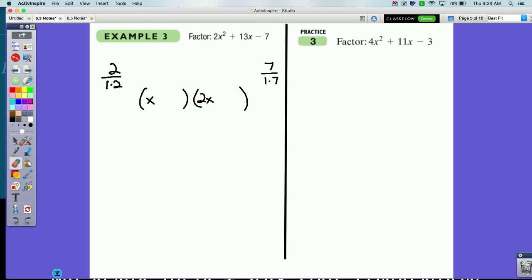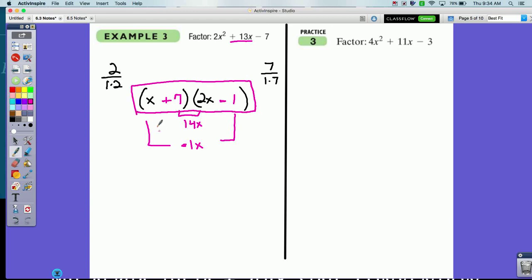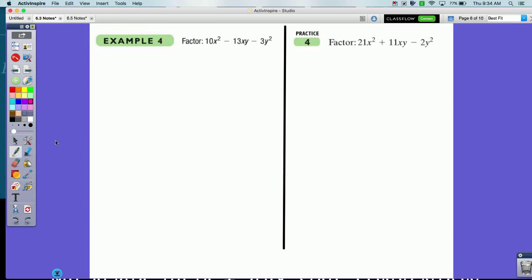Again, I'm keeping in mind I'm trying to get a 13 in the middle. So if I put a 7 here, that's going to multiply by the 2x to give me 14. And the 1 here would multiply to give me 1. And 14 minus 1 gives me the 13 I'm trying to get in the middle. So I put a minus with the 1 and a plus with a 7. And there's my answer. That's what most of these problems are like.